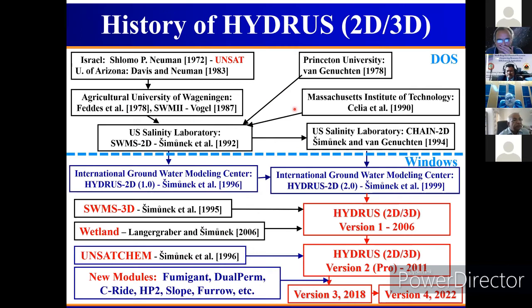Yeah. So you see that these models with the graphical user interfaces were developed based on the DOS programs, which do solve the Richards equation and the convection dispersion equation, etc. And so these models, like SWMS2D and CHAIN2D, can be freely downloaded from the Hydrus website. Anybody can compile them and use them.